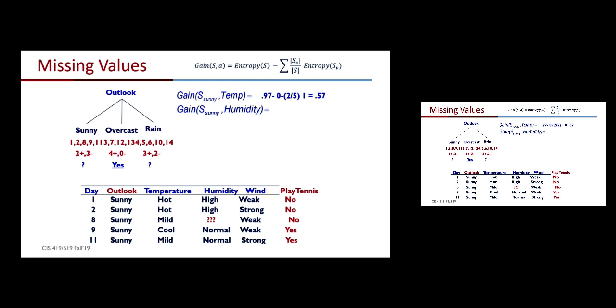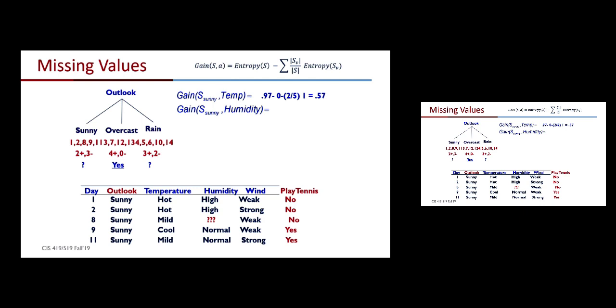This is where I started with, minus 0, which is the contribution of hot and cool, minus 2/5, 2 of the examples, the mild examples, times 1. And that's the information gain of temperature relative to the set S sub Sunny. Okay? That's just repeating what we've done last time.